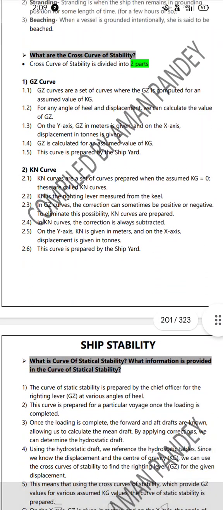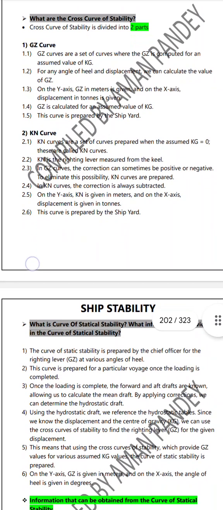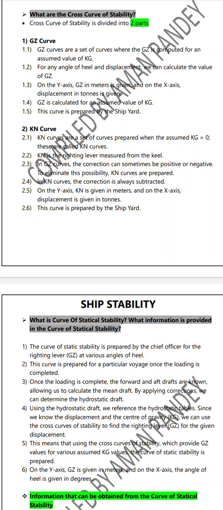KN curve is where the center of gravity is considered at the keel of the vessel. So KN curves are a set of curves when KG is 0. KN is a righting lever measured from the keel. KN is given on the y-axis in meters.